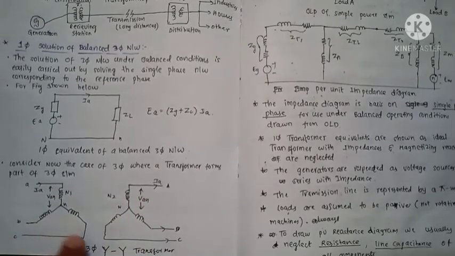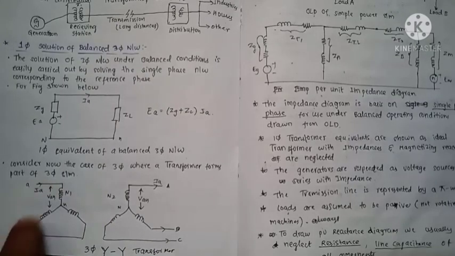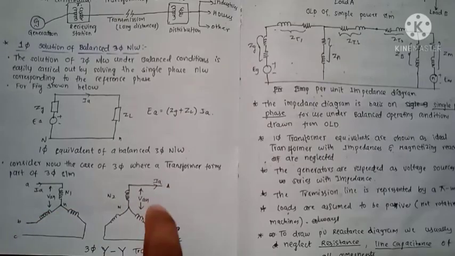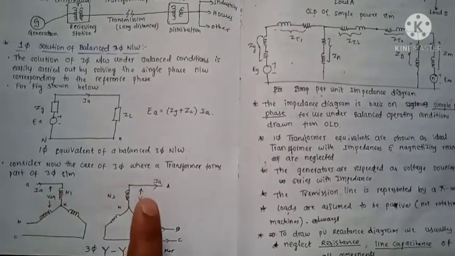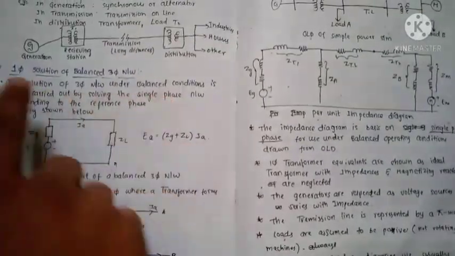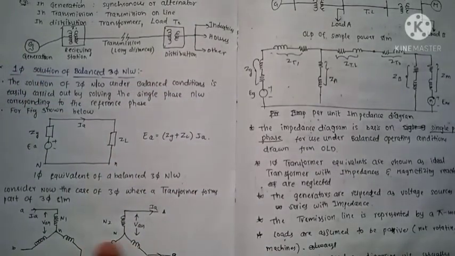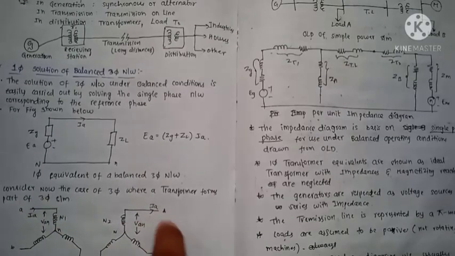These two things we call a single phase transformer. This is three phase RYB, and this also is three phase. This is primary, this is secondary. This whole thing constitutes the single phase network of a balanced three phase network.